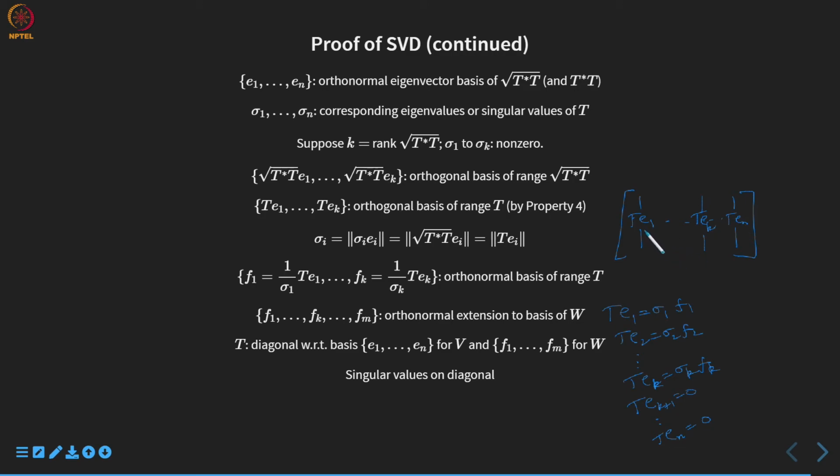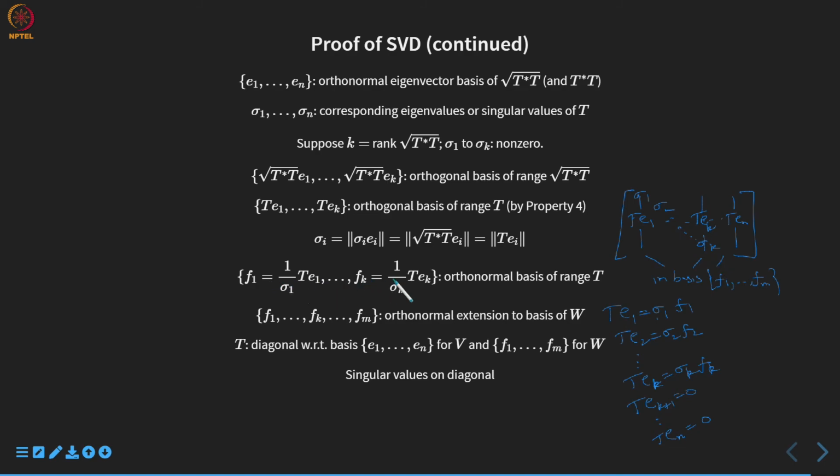How do you express this? This has to be expressed in the basis F1 to Fm, and you see TE1 is just sigma 1 F1, so it will be just sigma 1 here, sigma 2 here, and so on till sigma k here. So it will be diagonal, everything else will be 0. So T becomes diagonal with respect to this basis, and the singular values show up exactly on the diagonal.